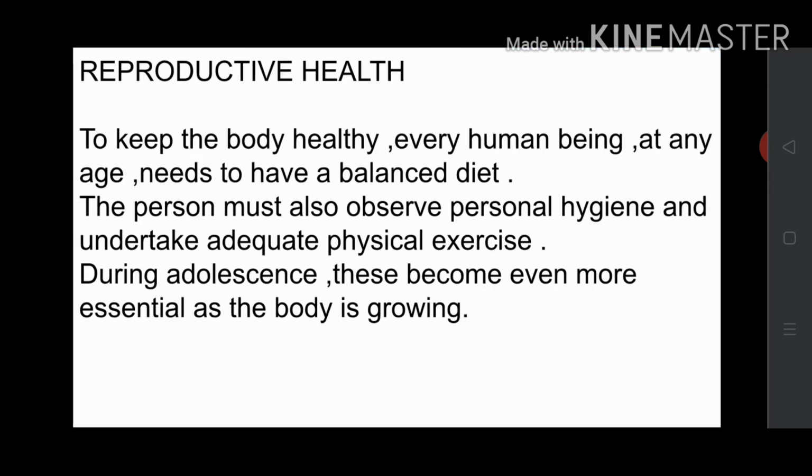Next is reproductive health. The physical and mental well-being of an individual is regarded as an individual's health. To keep the body healthy, every human being at any age needs to have a balanced diet. The person must also observe personal hygiene and undertake adequate physical exercise. During adolescence, these become even more essential as the body is growing.